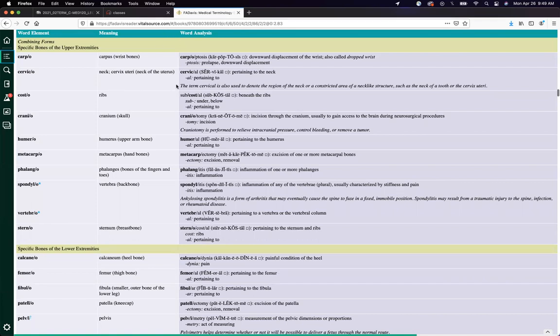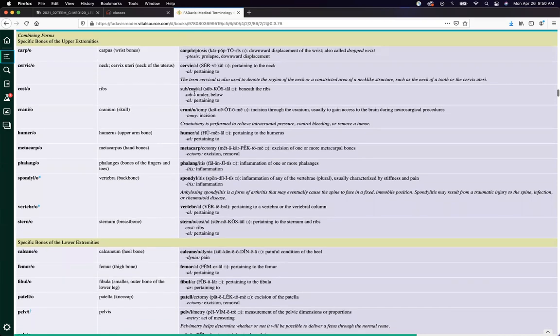Cervix, we already talked about. Cervical, pertaining to your neck. Remember we talked about the cervical collar, and also C4, C6 fractures. That means your cervical 4 vertebrae or cervical number 6. Costal, we already went over, means ribs. Your subcostal area, it's underneath your ribs, or your intercostal area or your intercostal space.